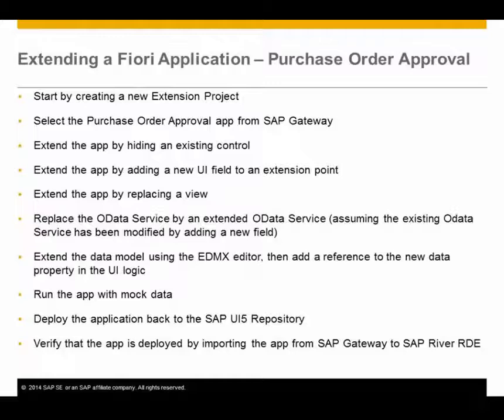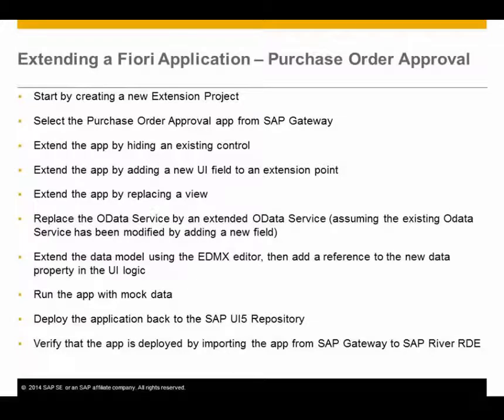So we will start creating a new extension project in SubRiver RDE. We will select the purchase order approval app, which is deployed on a sub gateway system. We will extend the app by first hiding an existing control. Then we will add a new field to an extension point. We will extend then the app by replacing one of the views.